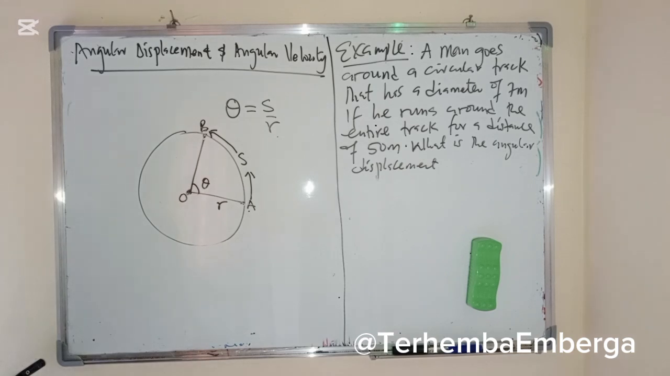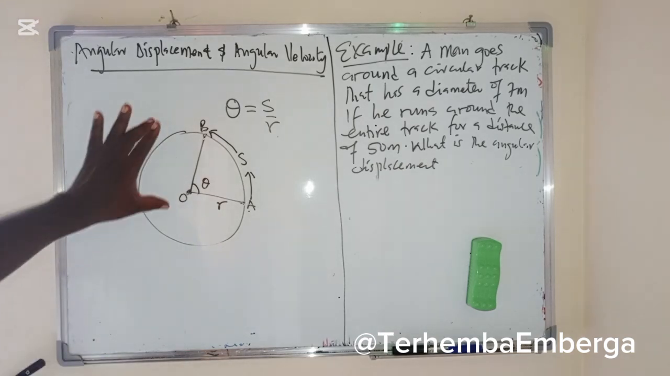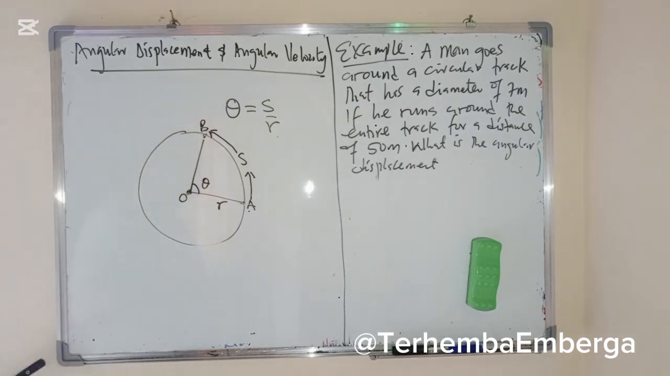Let's look at this sketch on the board. But before we look at the sketch, let's define angular displacement. Angular displacement is the angle, measured in radians, and the shortest angle between the initial and final point for a given object undergoing circular motion.